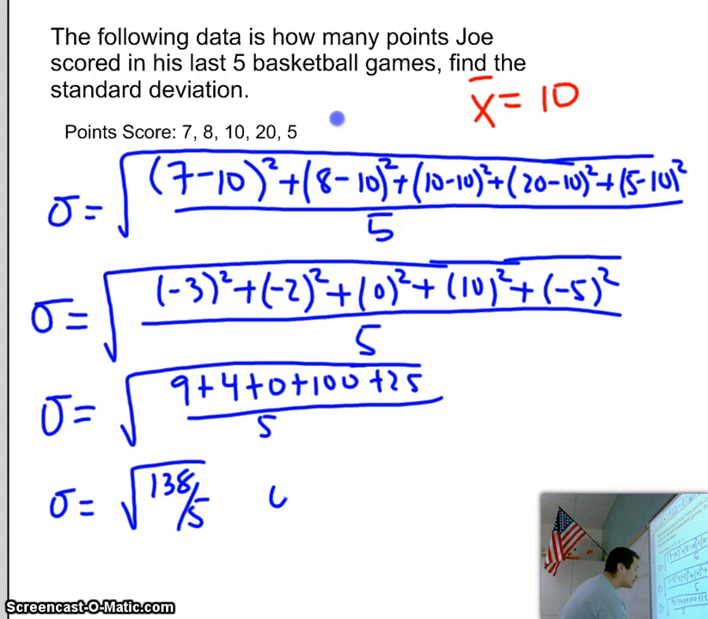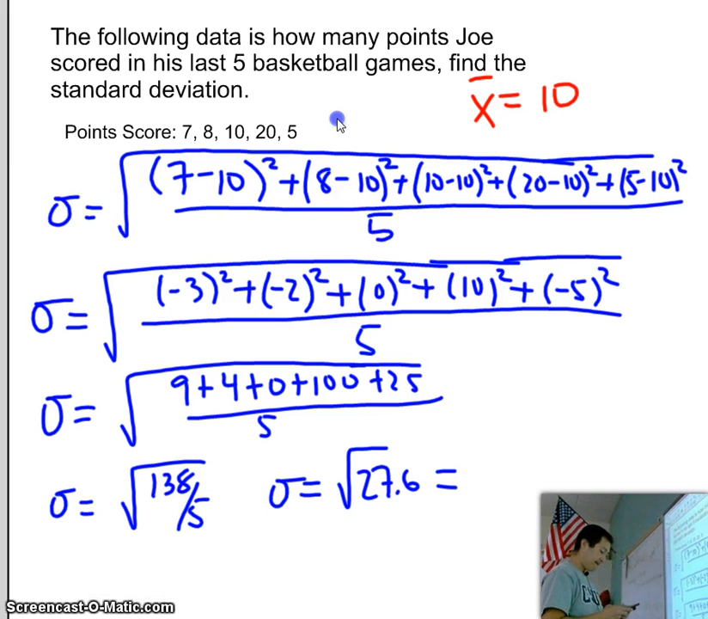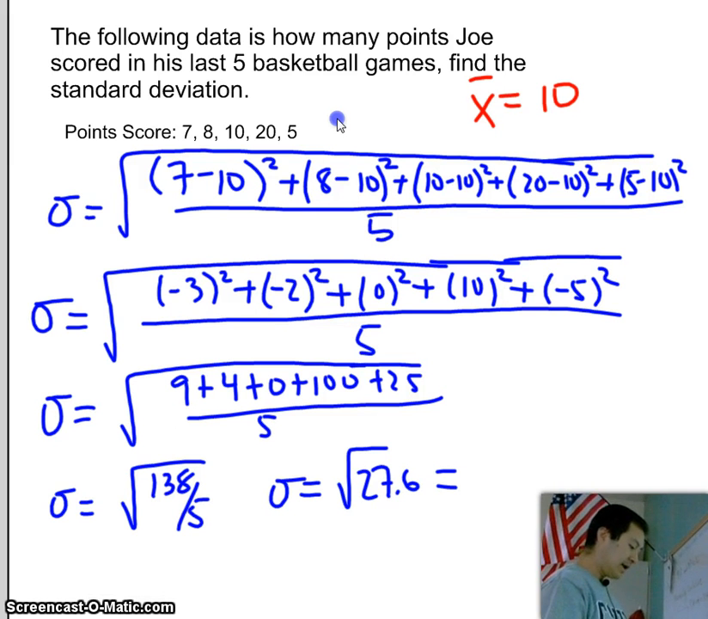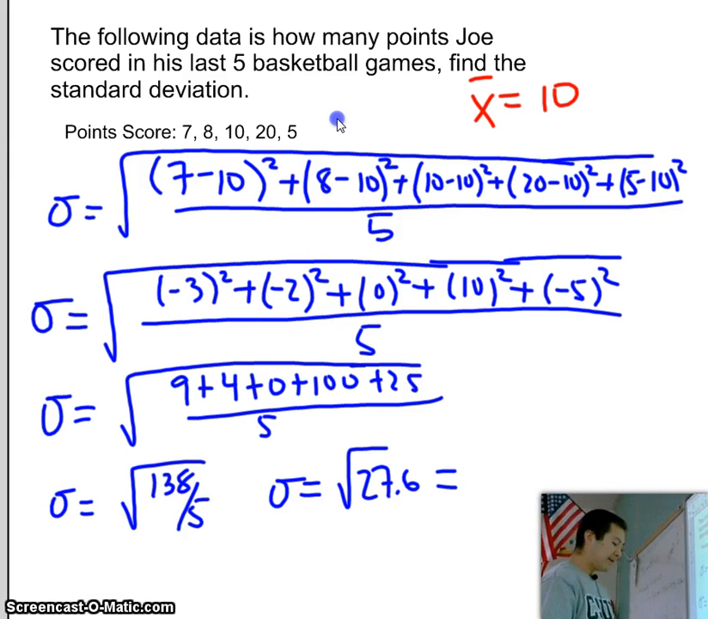That's going to be the square root of 27.6, which is a standard deviation of, in your calculator, my calculator doesn't have square root, just kidding, 5.25.